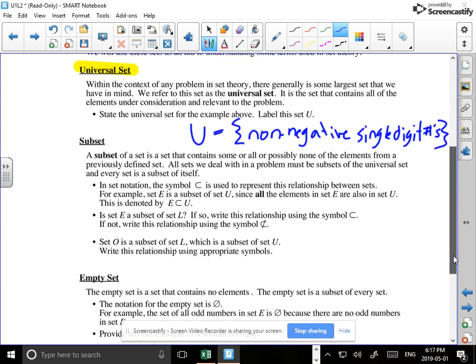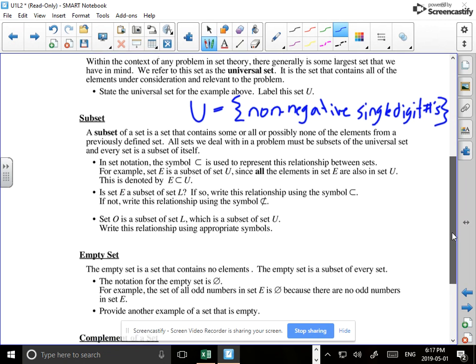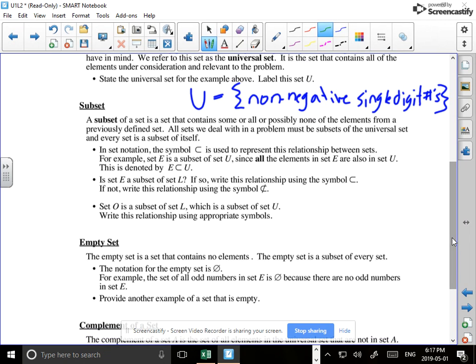So, a subset is a set that contains some, or all, or possibly none of the elements from a previously defined set. All of the sets that we're going to deal with are subsets of the universal set, and every set is a subset of itself.